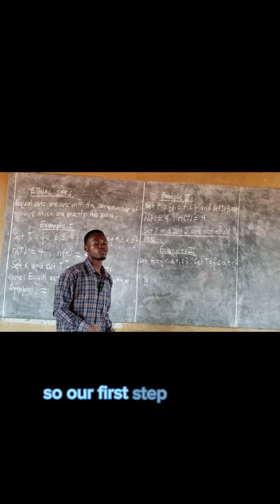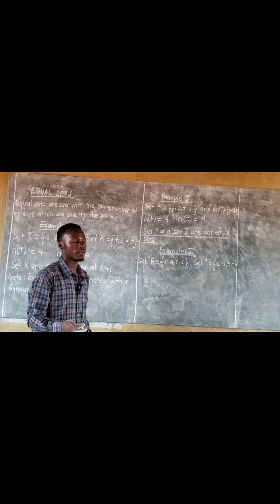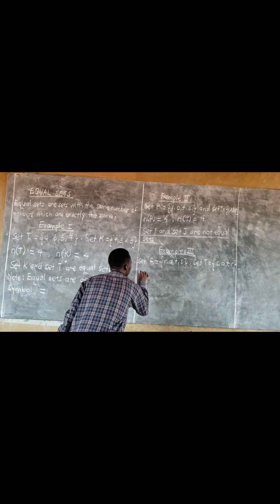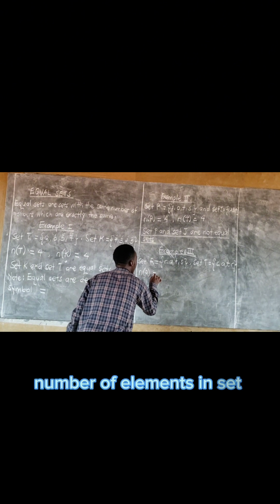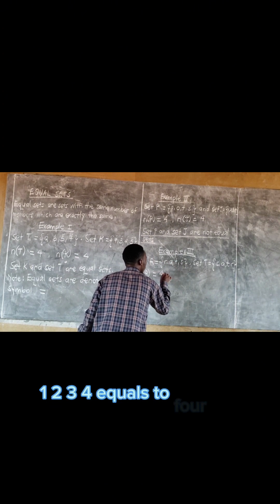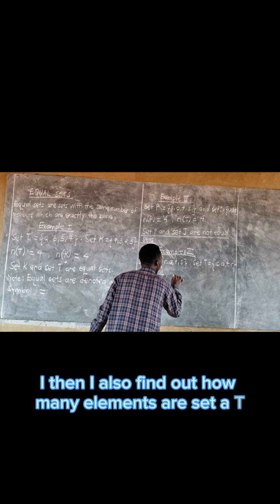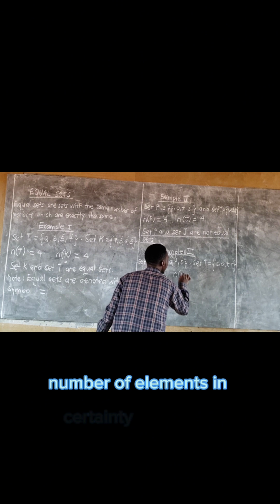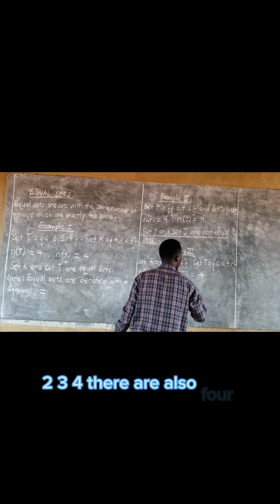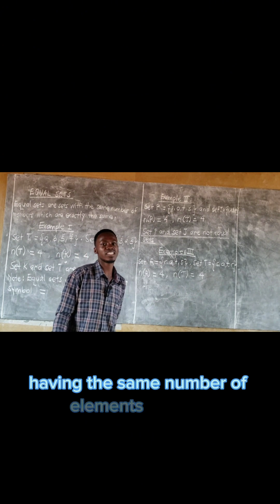So our first step, if we are to identify whether they are equal sets or not, we need to first get the number of elements in set R. Number of elements in set R equals how many are they? 1, 2, 3, 4, equals 4. Then I also find out how many elements are in set T. Number of elements in set T equals 1, 2, 3, 4. There are also 4 elements, meaning that the first requirement of having the same number of elements is met.